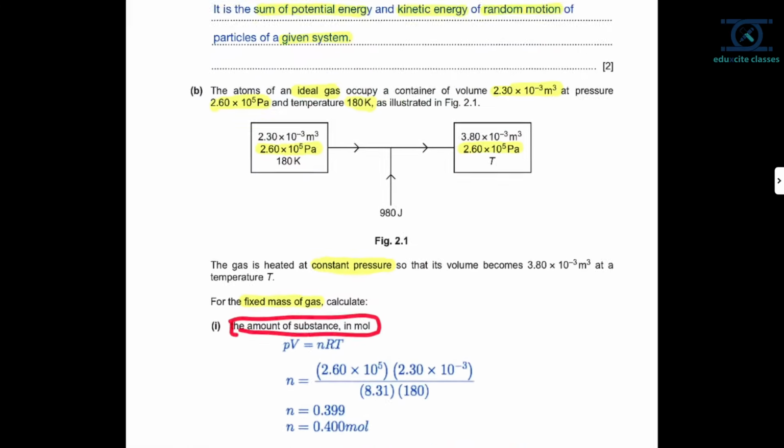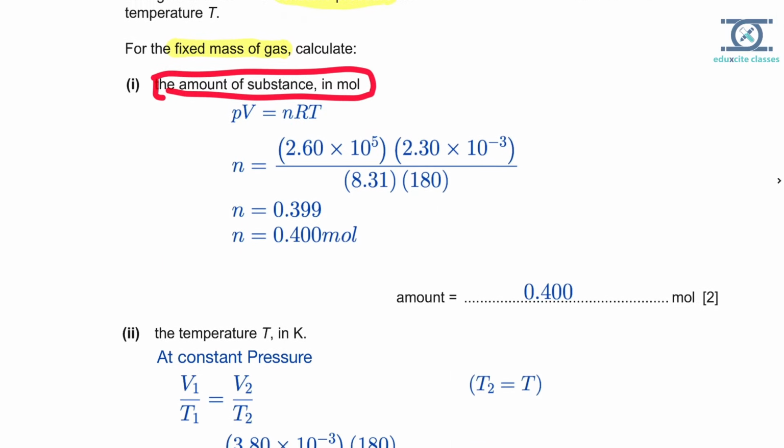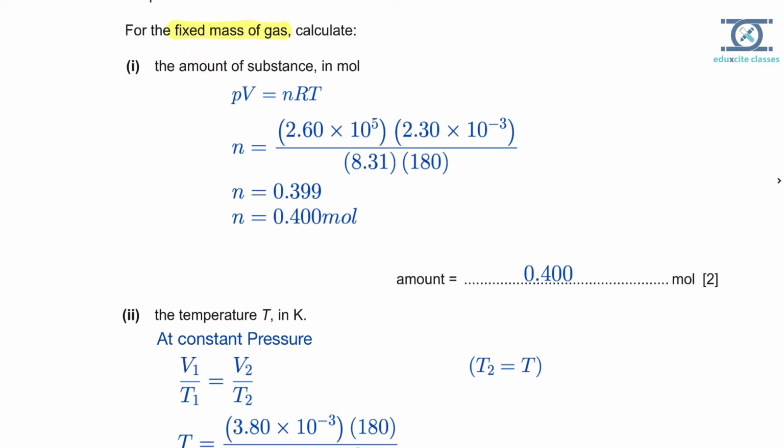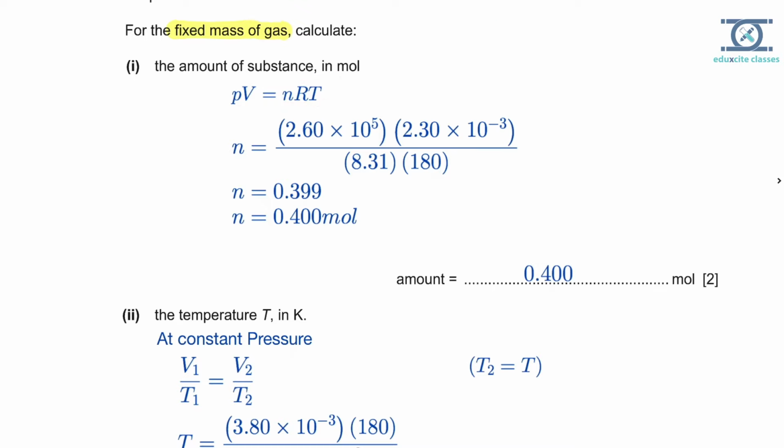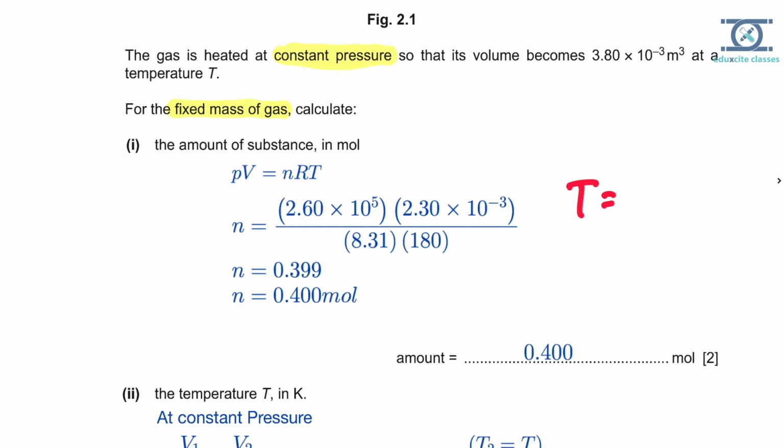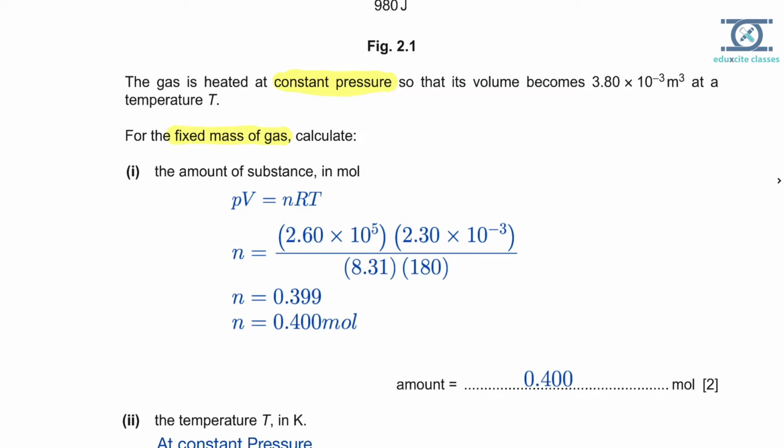So we know the ideal gas equation, that is PV equals nRT, where P stands for pressure, V for volume, n is the number of moles, R is the ideal gas constant, and T is the temperature. So we have to calculate the amount of substance in moles. So n will be equal to PV over RT. We are taking the initial stages.